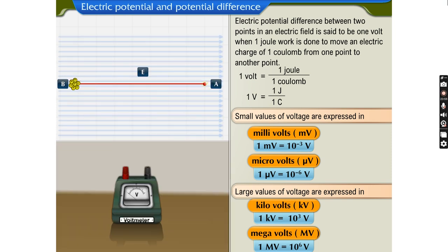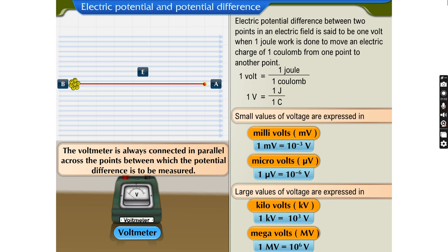The instrument used to measure potential difference is called a voltmeter. The voltmeter is always connected in parallel across the points between which the potential difference is to be measured. Now, let us solve a numerical based on potential difference.